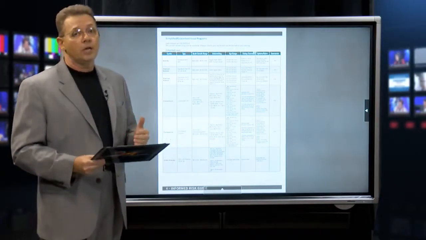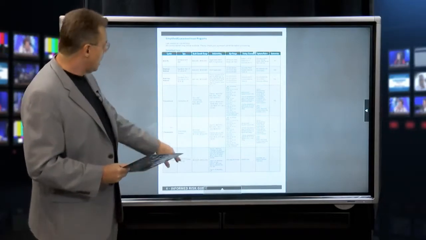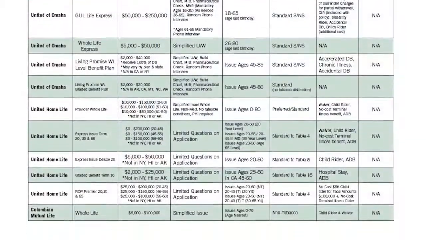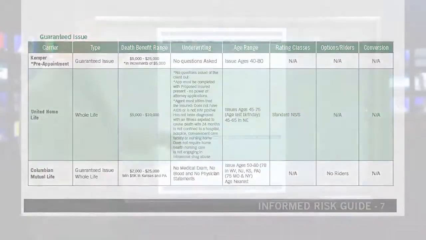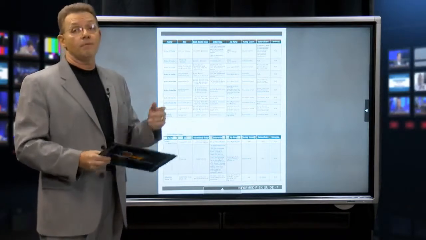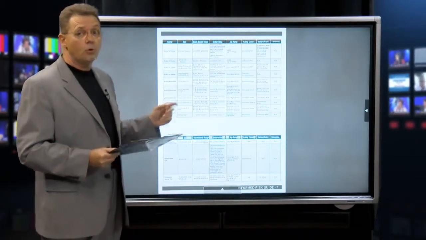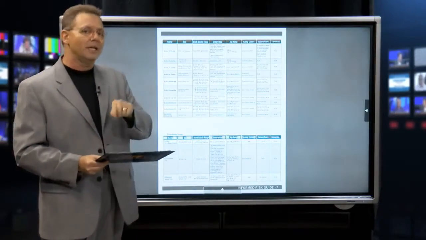It's really a great idea. It's really come of age. And I would say in the last 3 to 5 years, there are some major players in simplified issue. As you go down and look at the rest of the market, there are some that will break this out by age and by death benefit. So remember, just because I say 350, before you ever go ahead and check for simplified issue, always check with the carrier first and make sure that these products are available in your state.